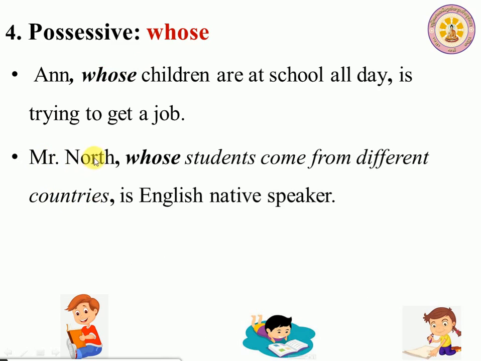One more: Mr. North, whose students come from different countries, is an English native speaker. So Mr. North is a specific name, the name of a specific person. And we use whose to replace the expected possession for people. Whose students, I mean Mr. North's students or his students, come from different countries. So this is a non-defining clause, and whose is the possessive, and we use commas to separate the non-defining relative clause.